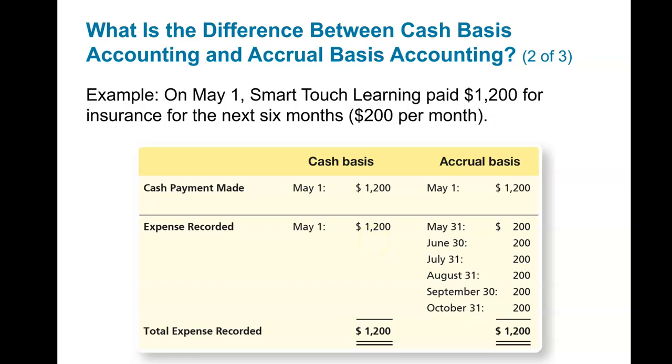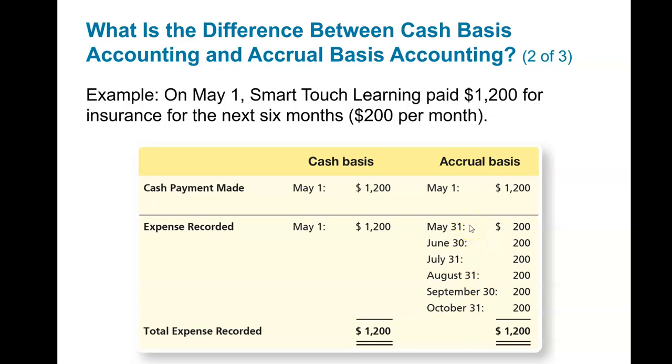I am not using the insurance until 6 months, 1 month at a time, have passed. I will use that slowly, a sixth at a time over 6 months. But under the cash basis, the cash left my pocket, so I record an expense of $1,200. Under the accrual basis, I pay the same $1,200. However, I am going to record in journal entry format. This is just to show you the amount.